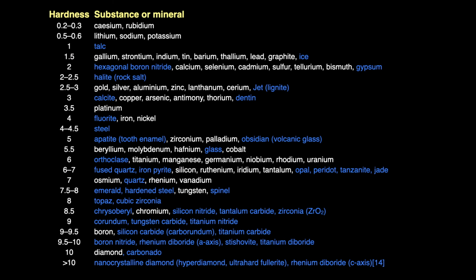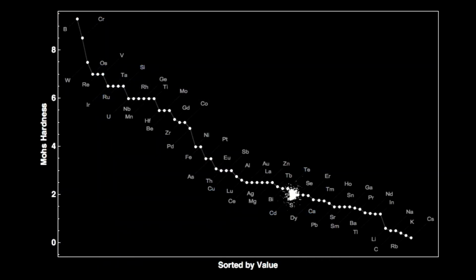Cadmium is a very soft solid with a hardness of only 2 on Mohs scale of hardness. You might be able to scratch this metal with your fingernail, it's so soft. In this chart of hardness, sorted from hardest on the left, boron, to softest on the right, cesium, cadmium is the 43rd hardest and 24th softest element.